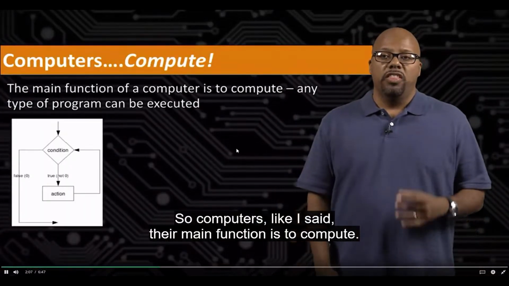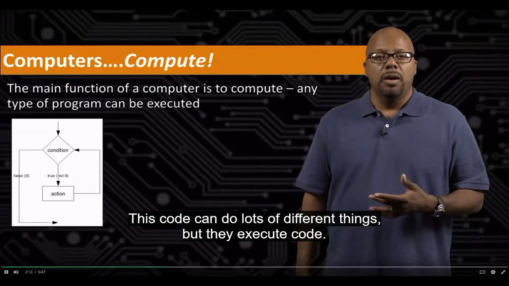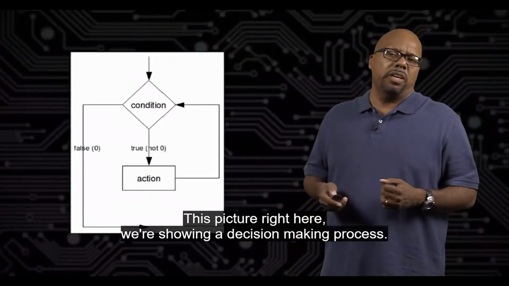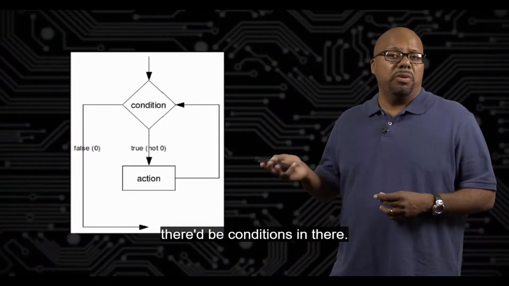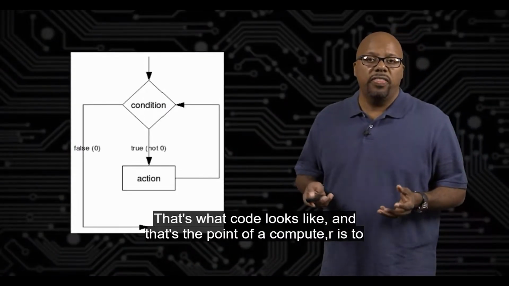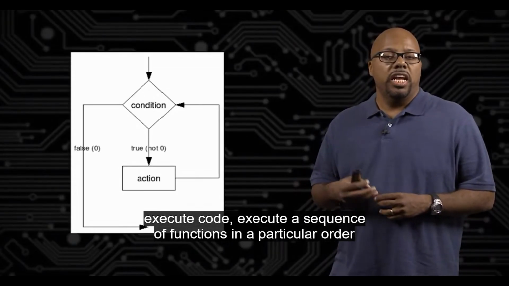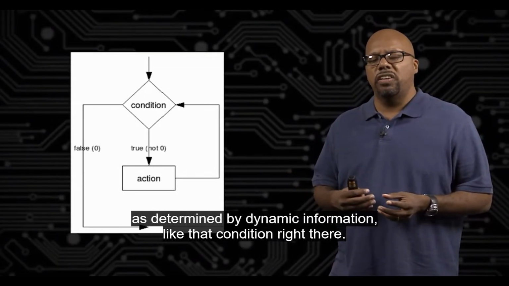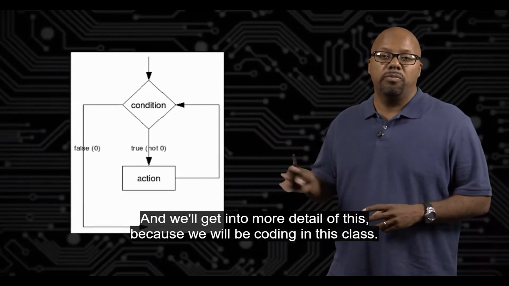So computers, like I said, their main function is to compute. They run code. Now, this code can do lots of different things, but they execute code. In this picture, we're showing a decision-making process. It's a high-level view of what a piece of code would look like, with conditions in there. If x is greater than 5, then perform this action. If x is less than 5, then do another action. That's what code looks like, and that's the point of a computer: to execute a sequence of functions in a particular order as determined by dynamic information, like that condition right there. That condition might check something dynamically at runtime. And we'll get into more detail of this because we will be coding in this class.